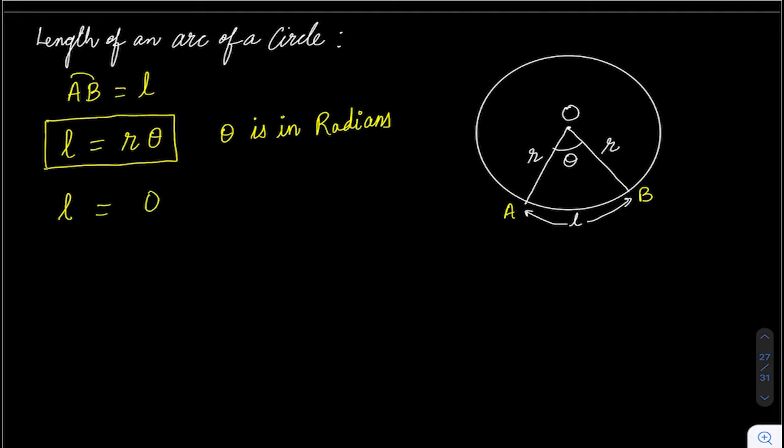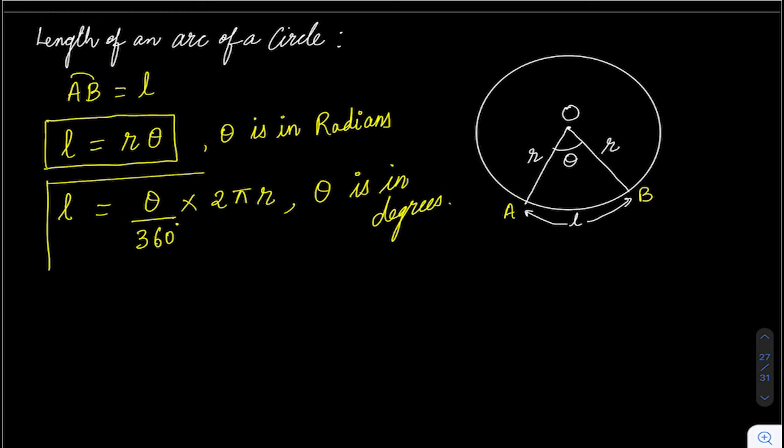The formula in degrees will become theta over 360 into 2 pi r. So you can use this formula also, and in this formula our theta is in degrees. Both are the same. So you just have to learn one formula, and if you want you can learn both also, and it will help you, because sometimes the angle will be in degrees. So you can just directly apply this, or you can first convert degrees into radians, then apply L equal to R theta. So whichever you like.